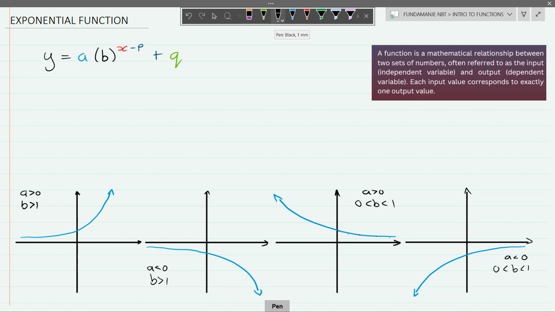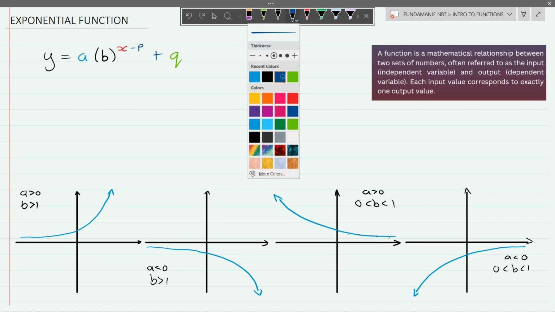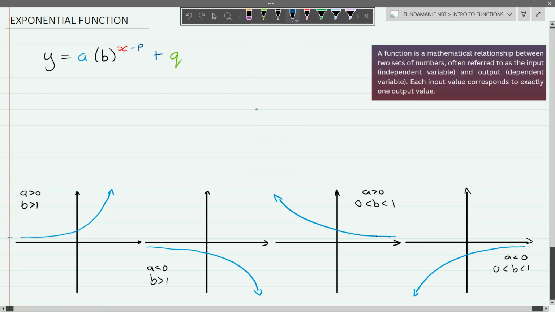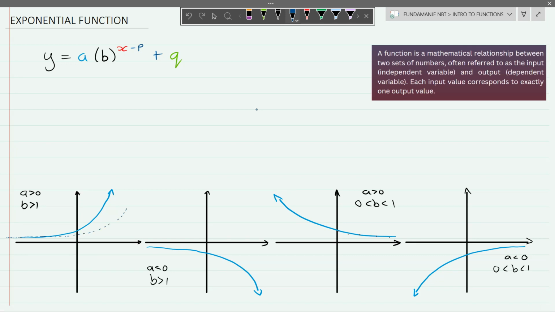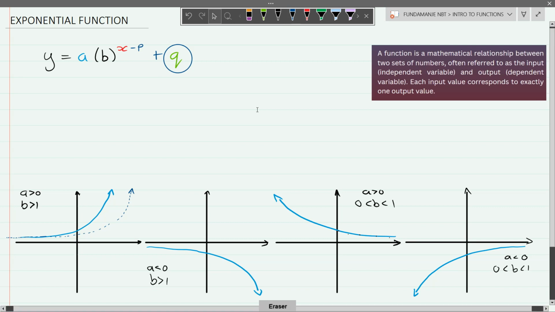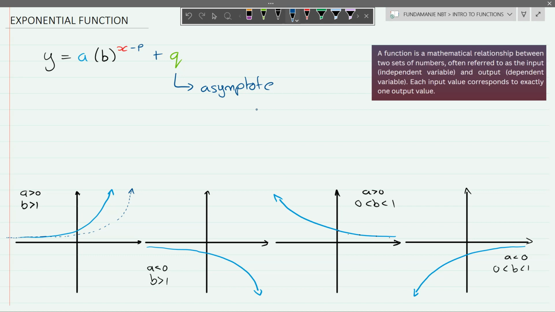What about p and q? If we say minus p onto this function here, the first one, what our graph is going to look like is this. So we shift our function to the right by the value of p. And plus q, q is what is known as an asymptote. So an asymptote is a line that the graph will never cross or touch. It will just slowly approach that line in whatever direction that it is.